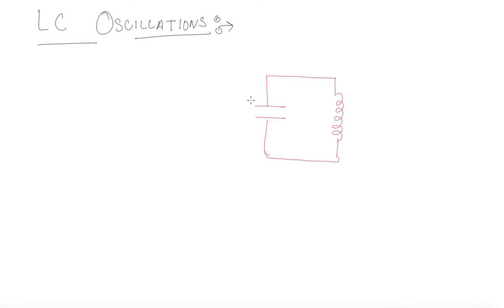Suppose I have an LC circuit, L is for inductor and C is for capacitance, a capacitor and an inductor. If there is an inductor and a capacitor, it is said that it will oscillate. So why does it oscillate?